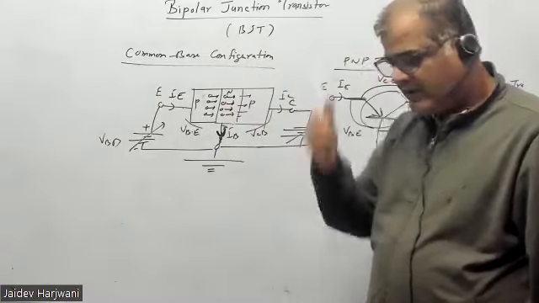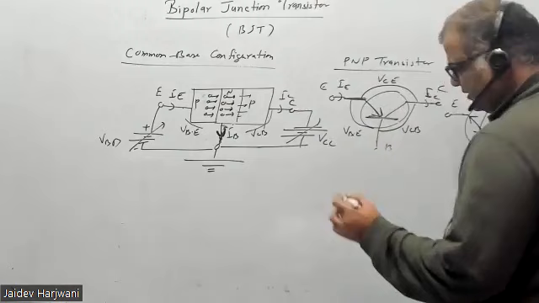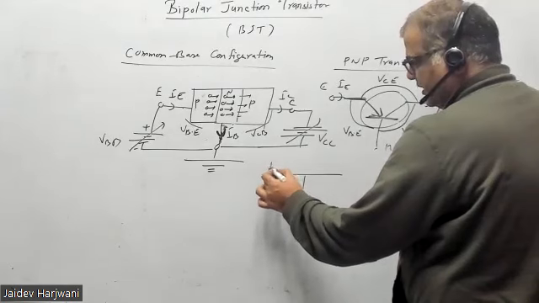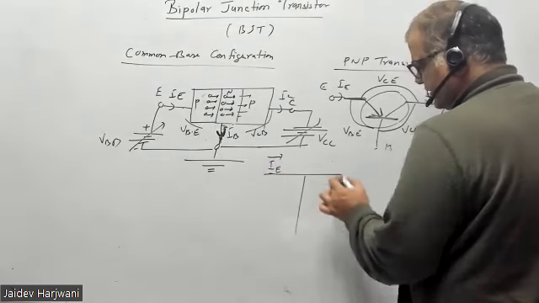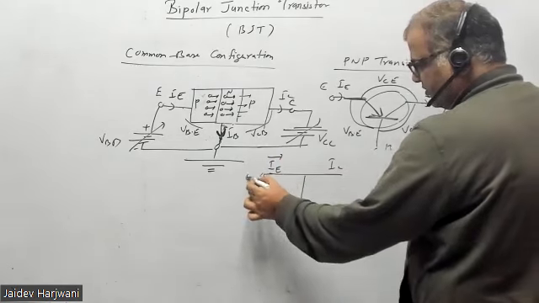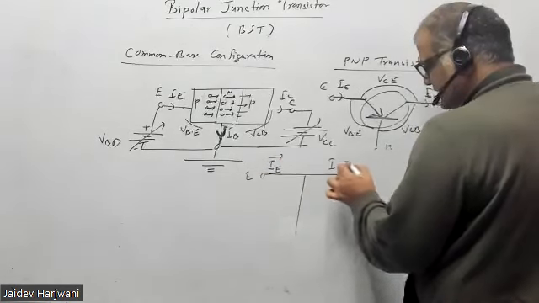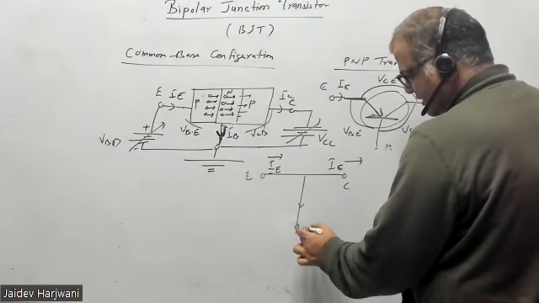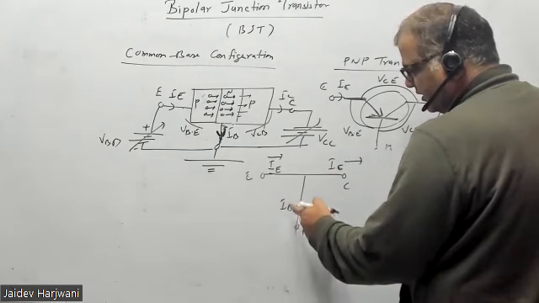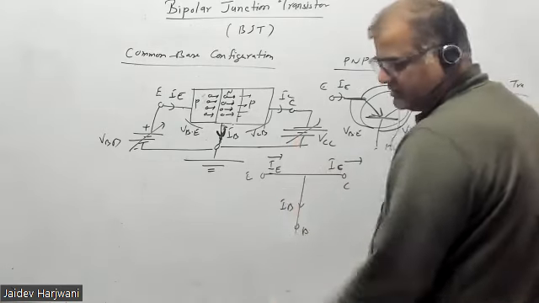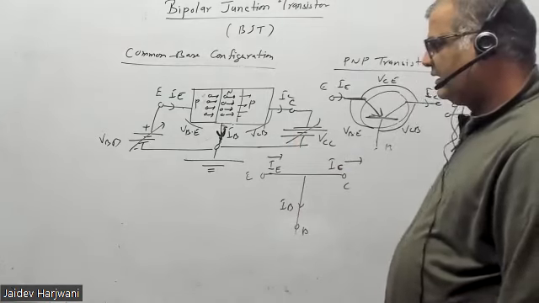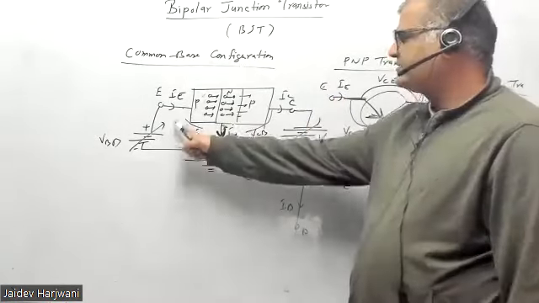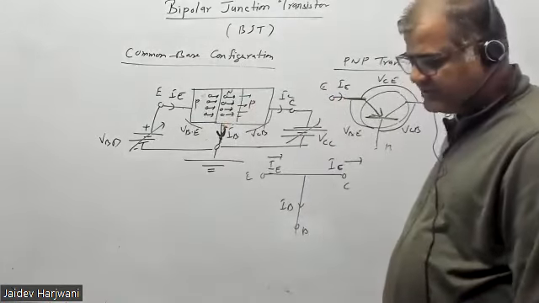Now what is happening here? You have this device. A current IE is coming here from the emitter, a current IC is flowing here at the collector, and a current IB is flowing here at the base. Why are these three phenomena happening? Because here is a forward bias, here is the reverse bias. Forward bias is injecting the charge carriers, reverse bias is capturing.